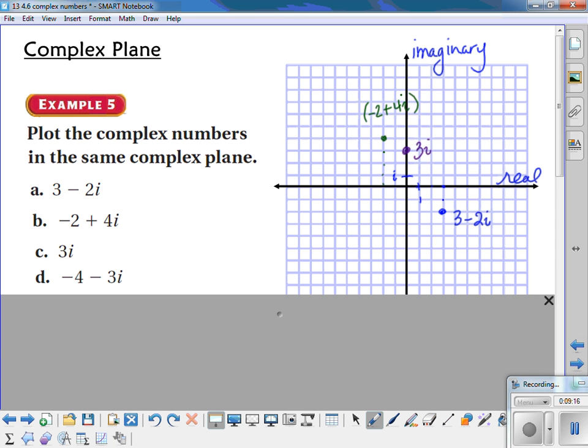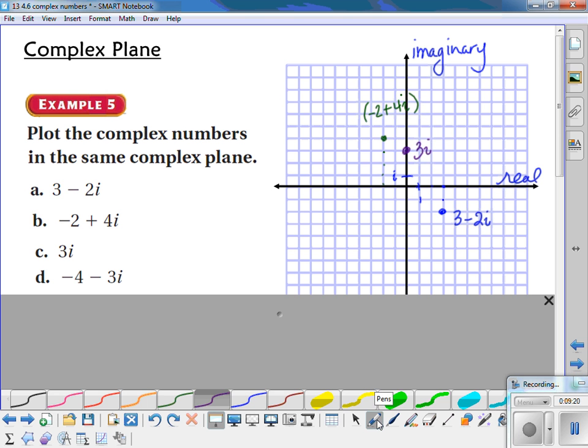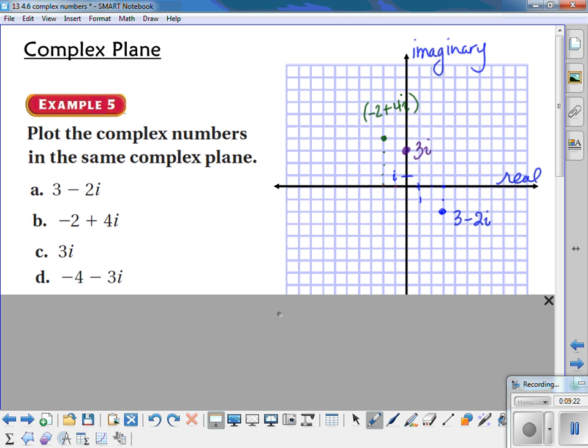All right, and then the last one, I've got negative 4 minus 3i. So now I'm going backwards 4: 1, 2, 3, 4, and down 3: 1, 2, 3. Do anything with them? You just graph them? We're just graphing them. We are going to do something with them in a second.